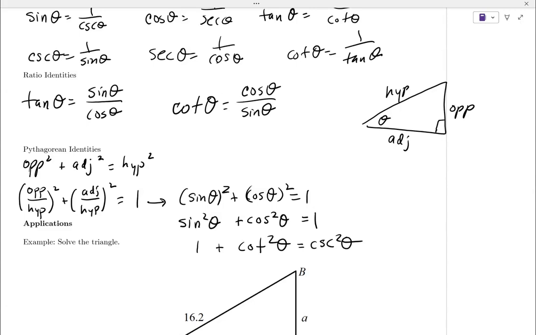Rather than dividing both sides by sine, divide both sides by cosine. If I divide by cosine squared, what does the first term here become? I'd have sine squared over cosine squared, which is tangent squared, right? This one, cosine squared over cosine squared, will be 1. 1 over cosine squared becomes secant squared. So the other Pythagorean identity is tangent squared theta plus 1 equals secant squared theta.